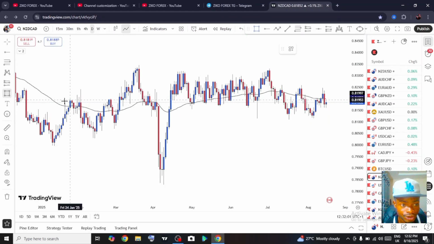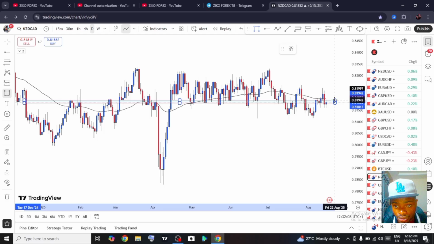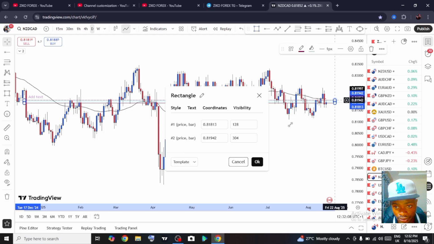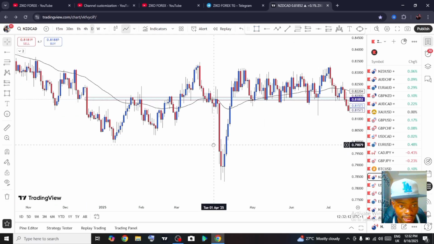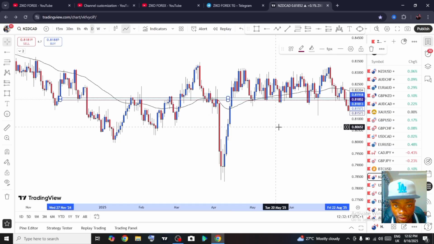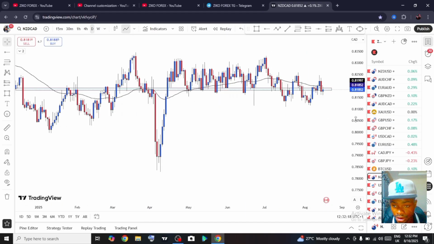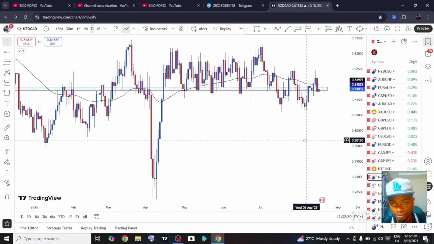So the only area of interest I see that I like is this one right here, because you have multiple touches from this area of interest. So I'm not really sure exactly how I'm supposed to play this trade yet, but it looks like sells to me. It looks like sells to me.